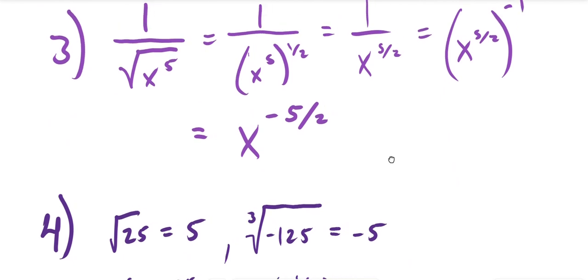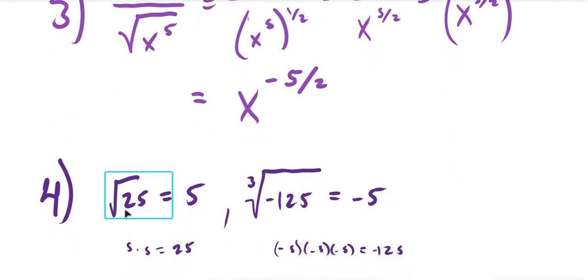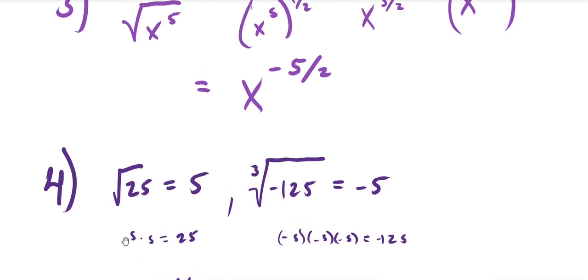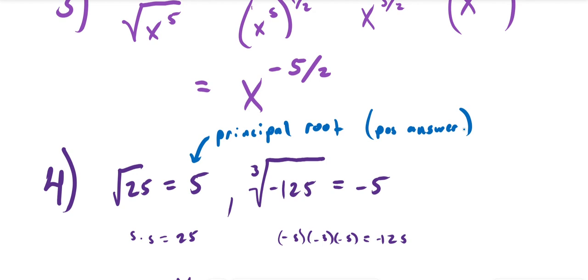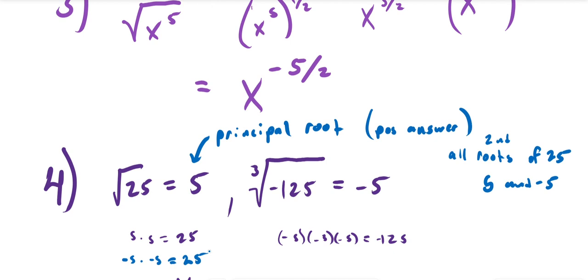Okay, let's evaluate some of these. What is the square root of 25? Well, 5 times 5 is 25. Now, it is true that -5 times -5 is also 25. This positive answer here is called the principal root. And usually when you see a radical, like radical 25 or the square root of 25, what they're asking for is the principal root. They're not asking for the complete set of roots. All roots of 25 would be, second roots of 25 would be 5 and -5. And this is because -5 times -5 also works. It also gives you 25.